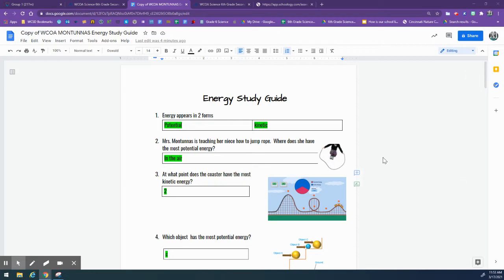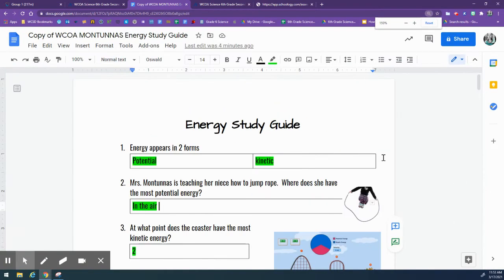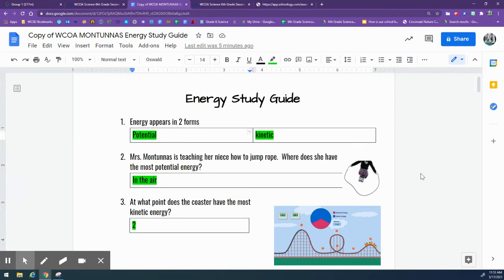For the energy study guide, the first question: energy appears in two forms, and these two forms are potential and kinetic. Question 2, Miss Montunis is teaching her niece how to jump rope. Where does she have the most potential energy? That would be up in the air. This is always at the highest point.